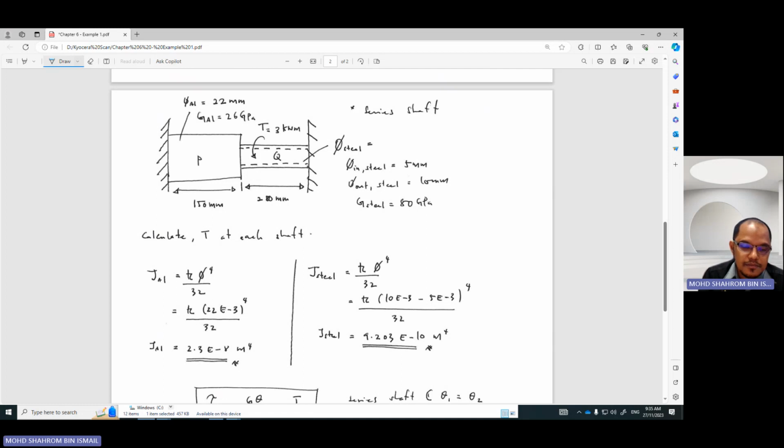Just imagine here, we got an aluminium shaft, a solid aluminium shaft with a diameter of 22 millimeter, and then it goes with the bulk modulus of 36 gigapascal, and the length of 150 millimeter.